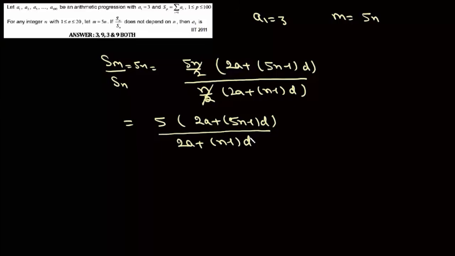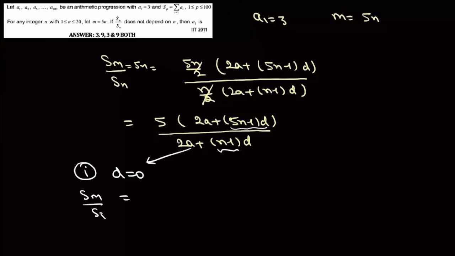Now it says this ratio does not depend on n. Now this ratio will not depend on n in two ways. We have the first case when the value of d is 0. If the value of d is 0, these terms containing n will become 0. We'll get this ratio Sm by Sn as simply 5. Now since d is 0, A2 will be equal to A1, which is simply 3.